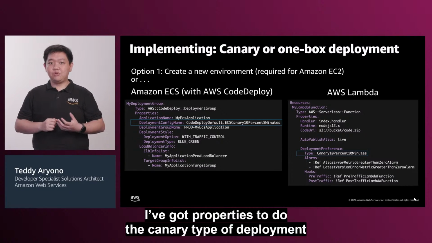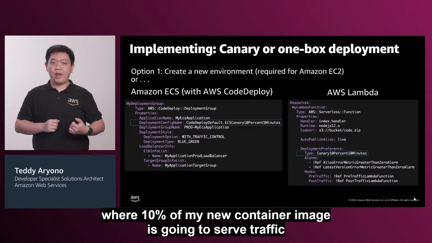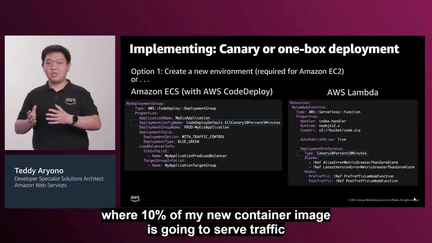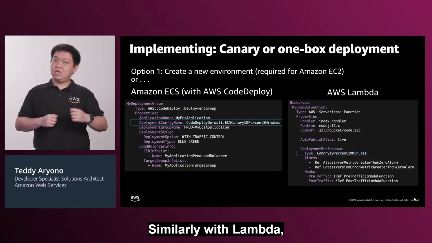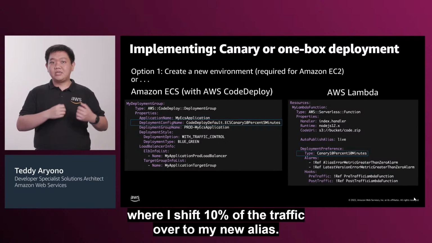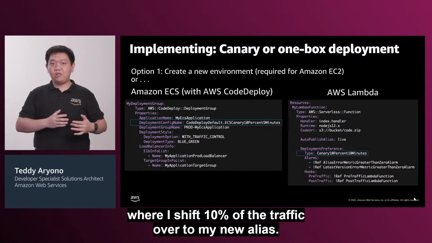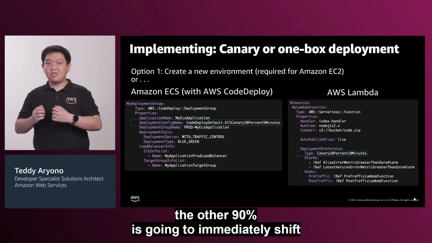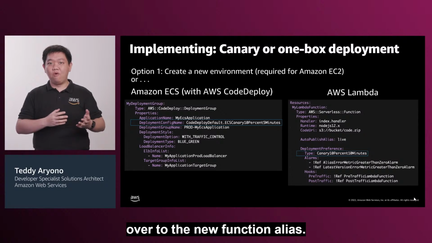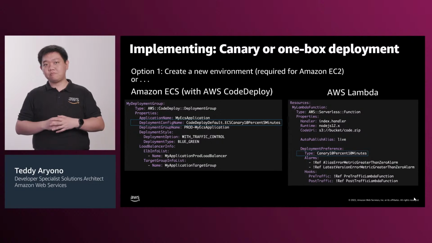I've got properties to do the canary type of deployment where 10% of my new container image is going to serve traffic before the other 90% of the traffic is also shifted there. Similarly with Lambda, where I shift 10% of the traffic over to my new alias. After 10 minutes is up, the other 90% is going to immediately shift over to the new function alias.